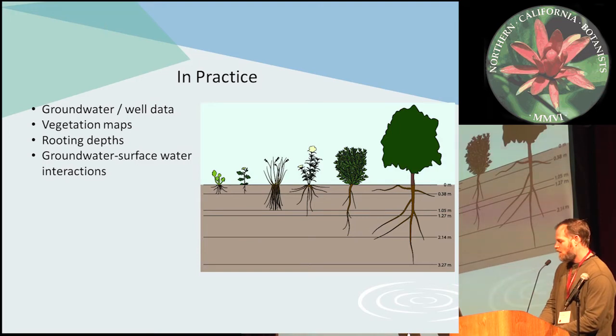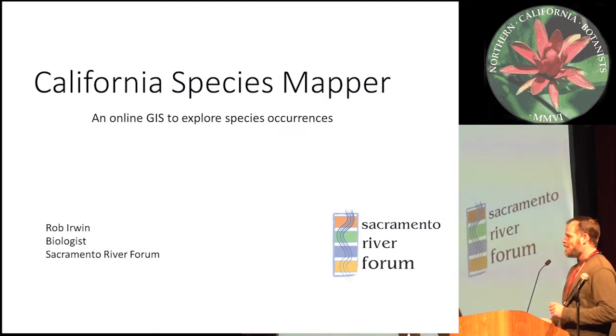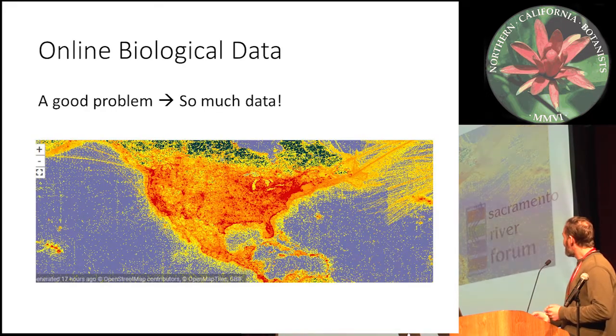Good afternoon. My name is Rob Irwin, and I'm here to talk about a website, which I know you guys all love, so let's get right into it. And the website's called the California Species Mapper. A little bit pretentious, but hey, that's what it is, and nobody took the name, so I took it.